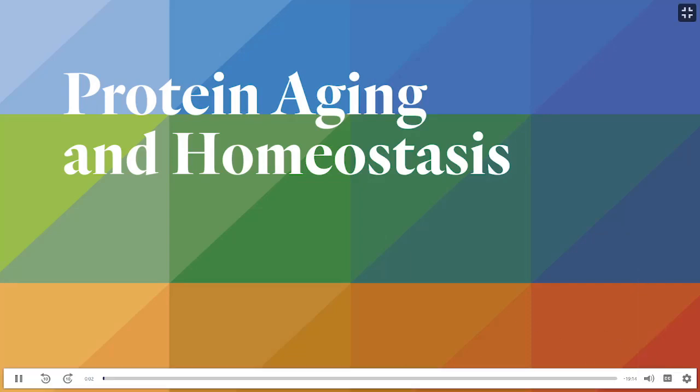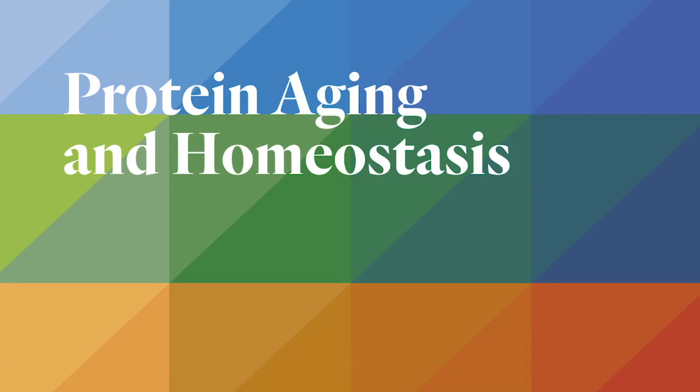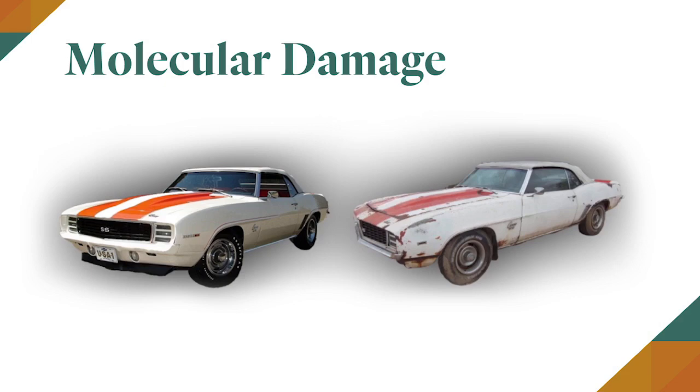Now that we have investigated subcellular events in aging, we can go even deeper to the molecular level. So let's talk about protein damage first. In a sense, aging is just like driving a car. Over time, the wear and tear from normal operations causes individual components to fail and break down.